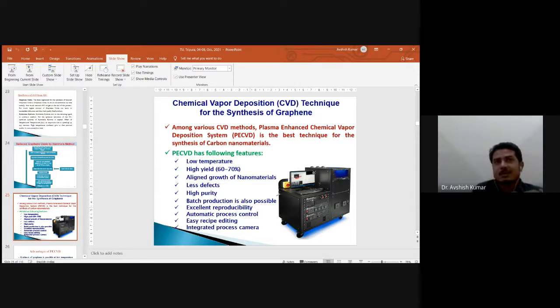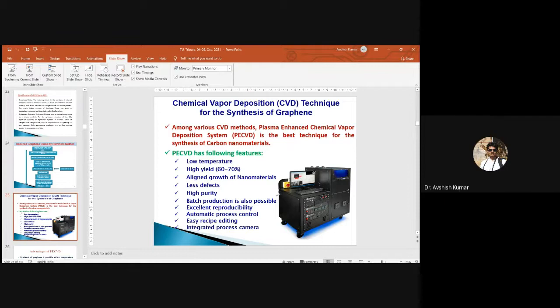and what the maximum temperature will be, the duration at that temperature, and the growth time. So you can feed everything into the software, and the whole system is attached with all the gases and some detectors. There is also an integrated process camera with this. And you can see this blue part here on the right side.